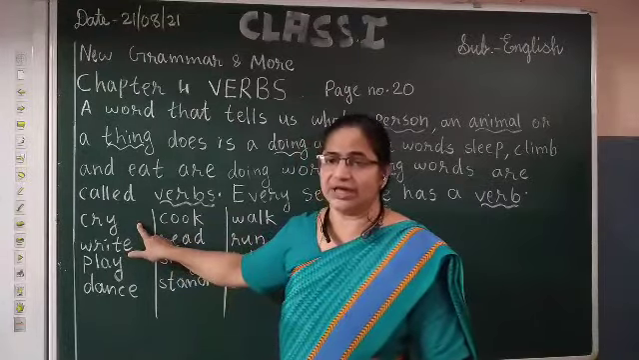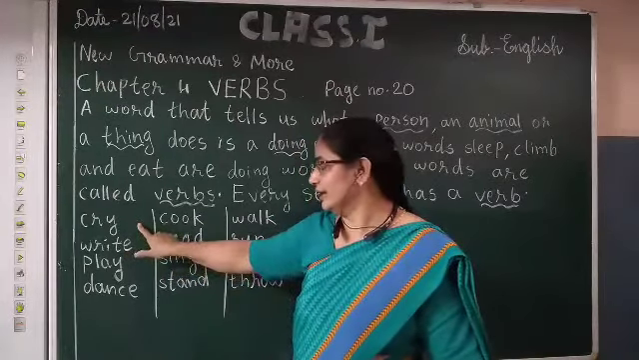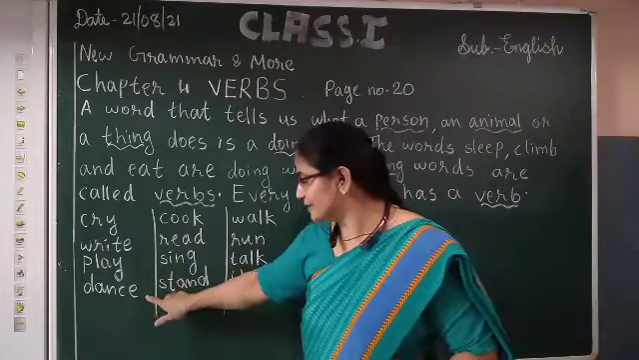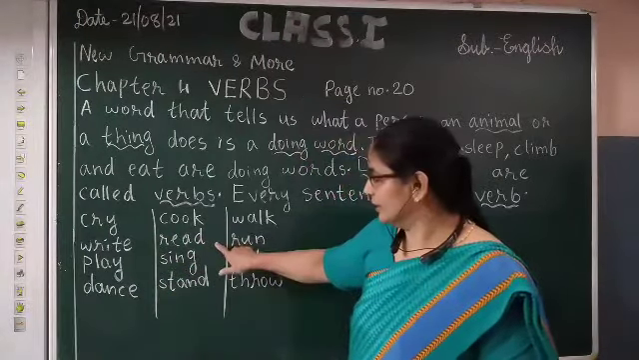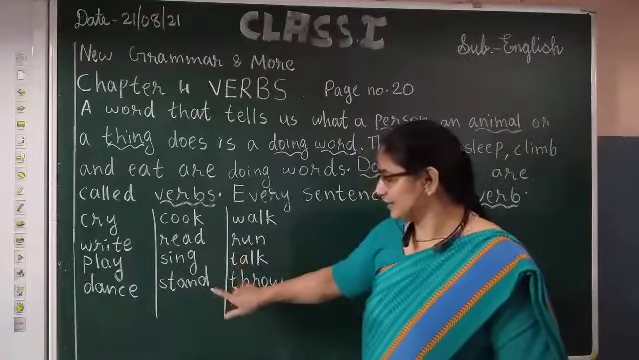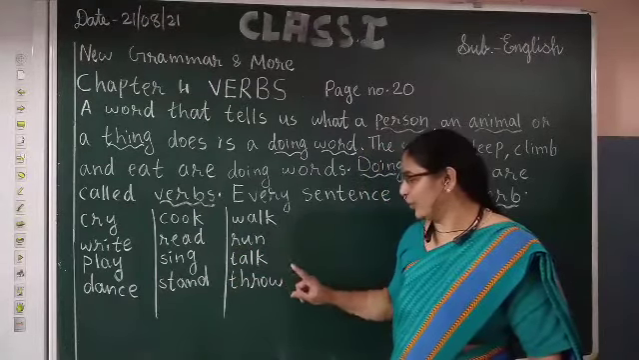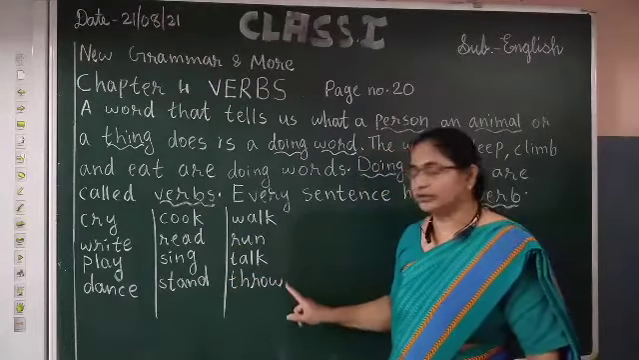For example, I have written here many verbs. Doing words are written here: cry, write, play, dance, cook, read, sing, stand, walk, run, talk, throw. These are the doing words.